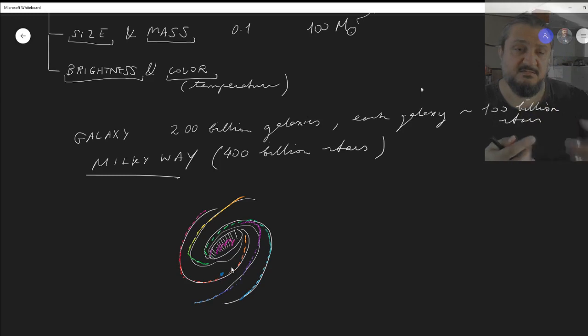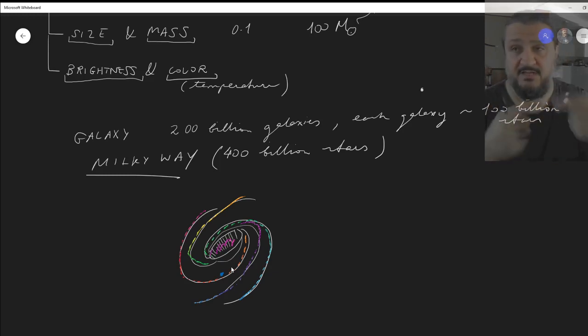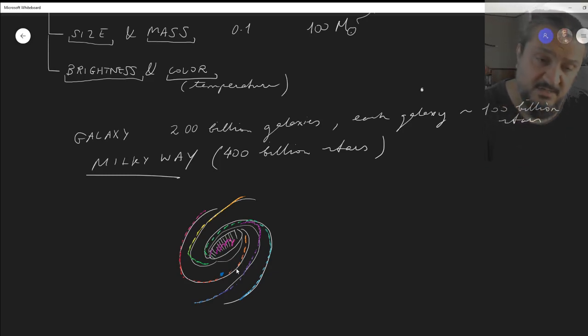And the stars, when they go around the galactic center, never complete a perfect circle. They go in and out of these arms. There are oscillations. It's a complicated topic, but for now, let's say our star, the Sun, is right here.